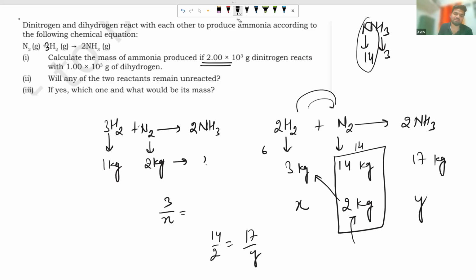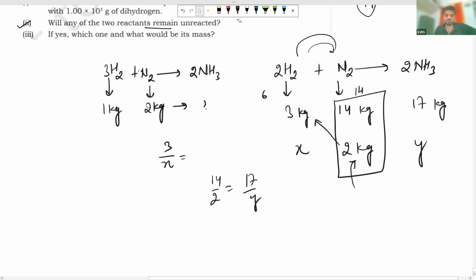You can calculate directly the value of y, because it is asking how much amount of nitrogen. But it is also asking whether any of the two reactants remain unreacted, and if yes, then what would be the mass. So we need to find out the mass of the unreacted hydrogen also. Then you have to do this one also. 14 by 2.